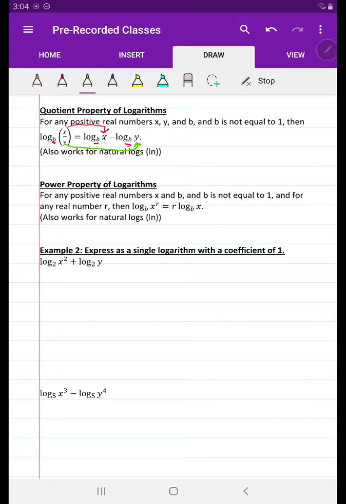Typically whatever's positive, you can associate with beginning the subtraction, and whatever's on the denominator of your fraction ends up being negative when you change it to subtraction.